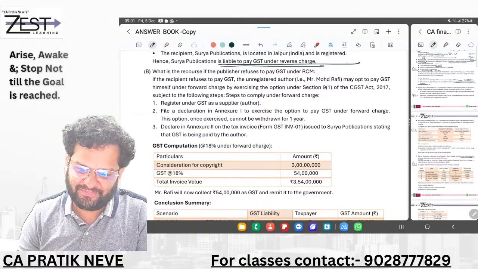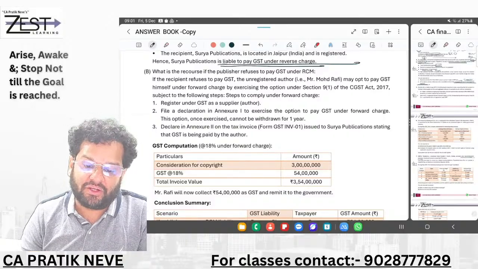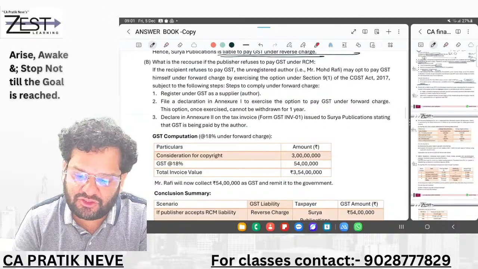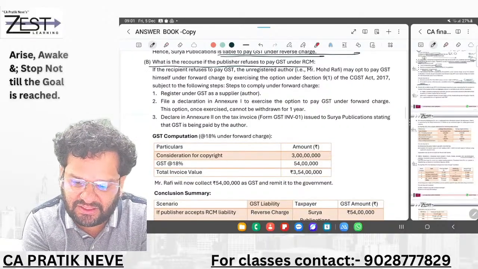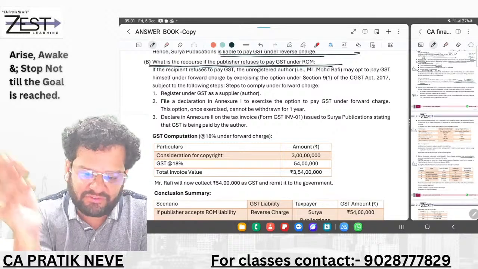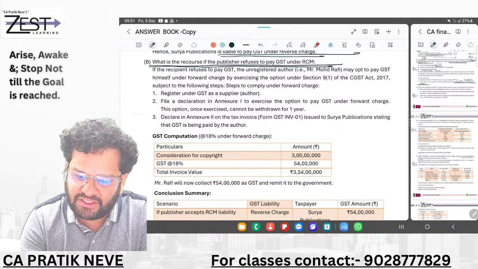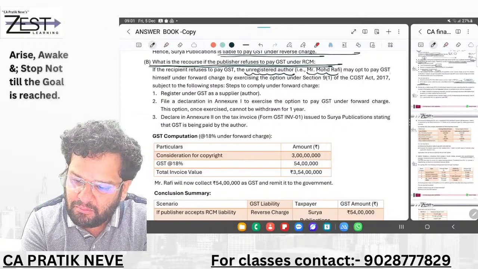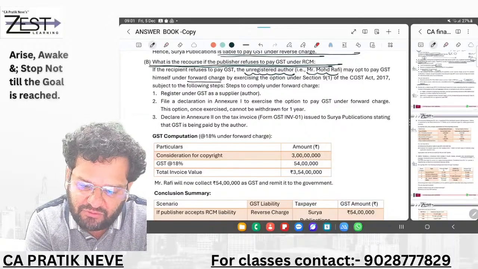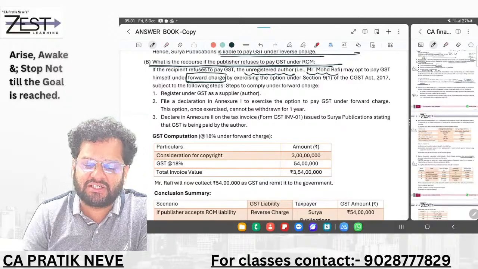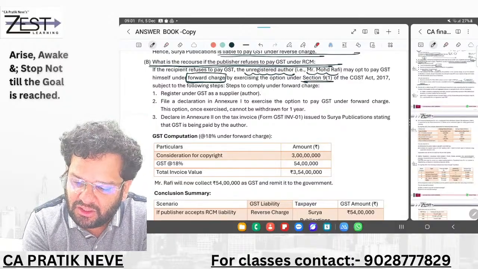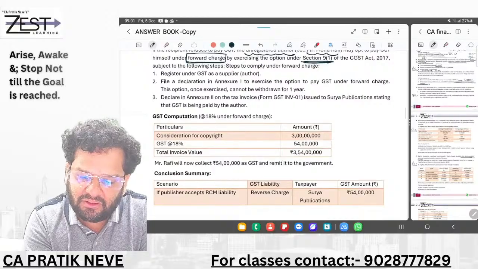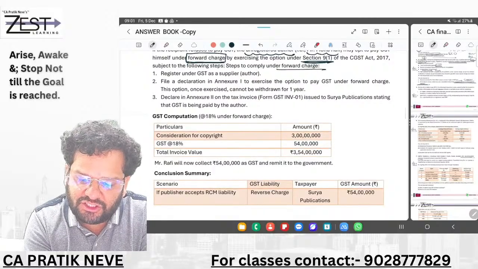Clear? Yes. What is the recourse if the publisher refuses to pay GST under RCM? If the recipient refuses to pay GST, the unregistered author, that is Rafi, may opt to pay GST himself under forward charge by exercising the option in 9.1.